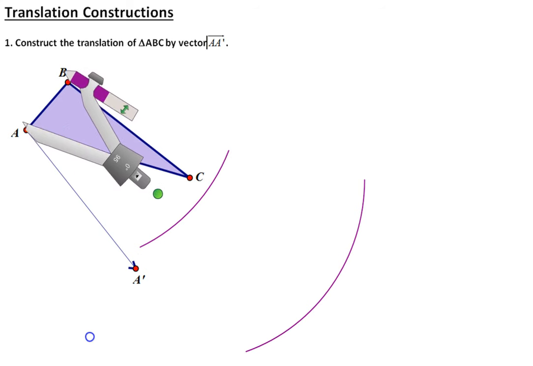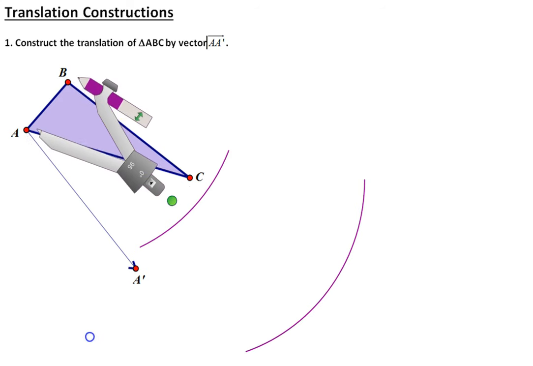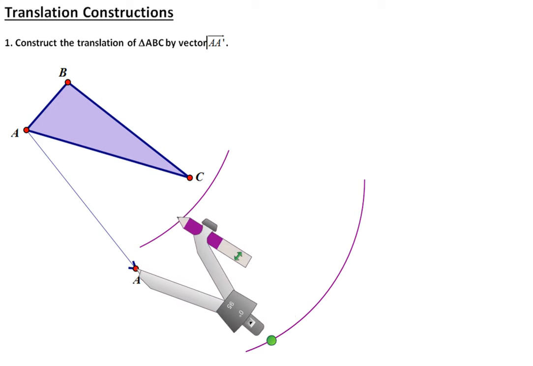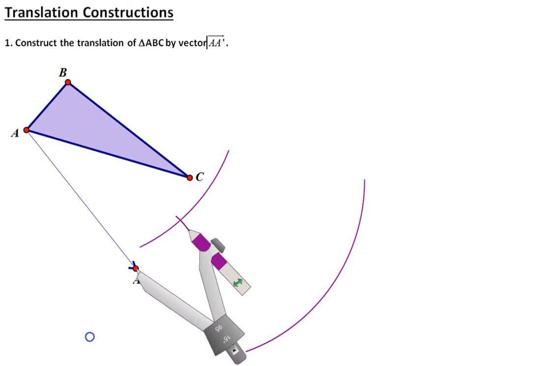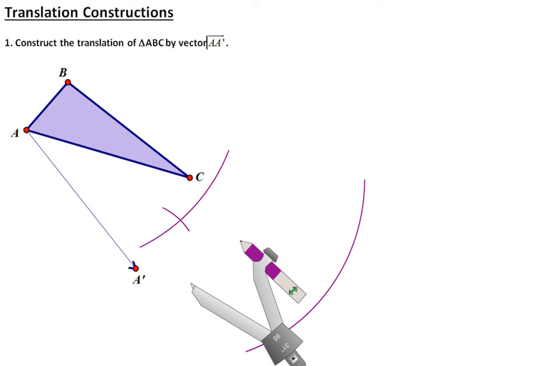All right, so that is almost the distance from A to B. Okay, now that I know that distance, we're going to move this over to A prime. All right, I'm going to make an arc. Okay, so I know that this is how far it is from A to A prime, and I know that this arc is going to represent the distance from A to B. So that means this point, I know where it is now, that's going to be B prime.